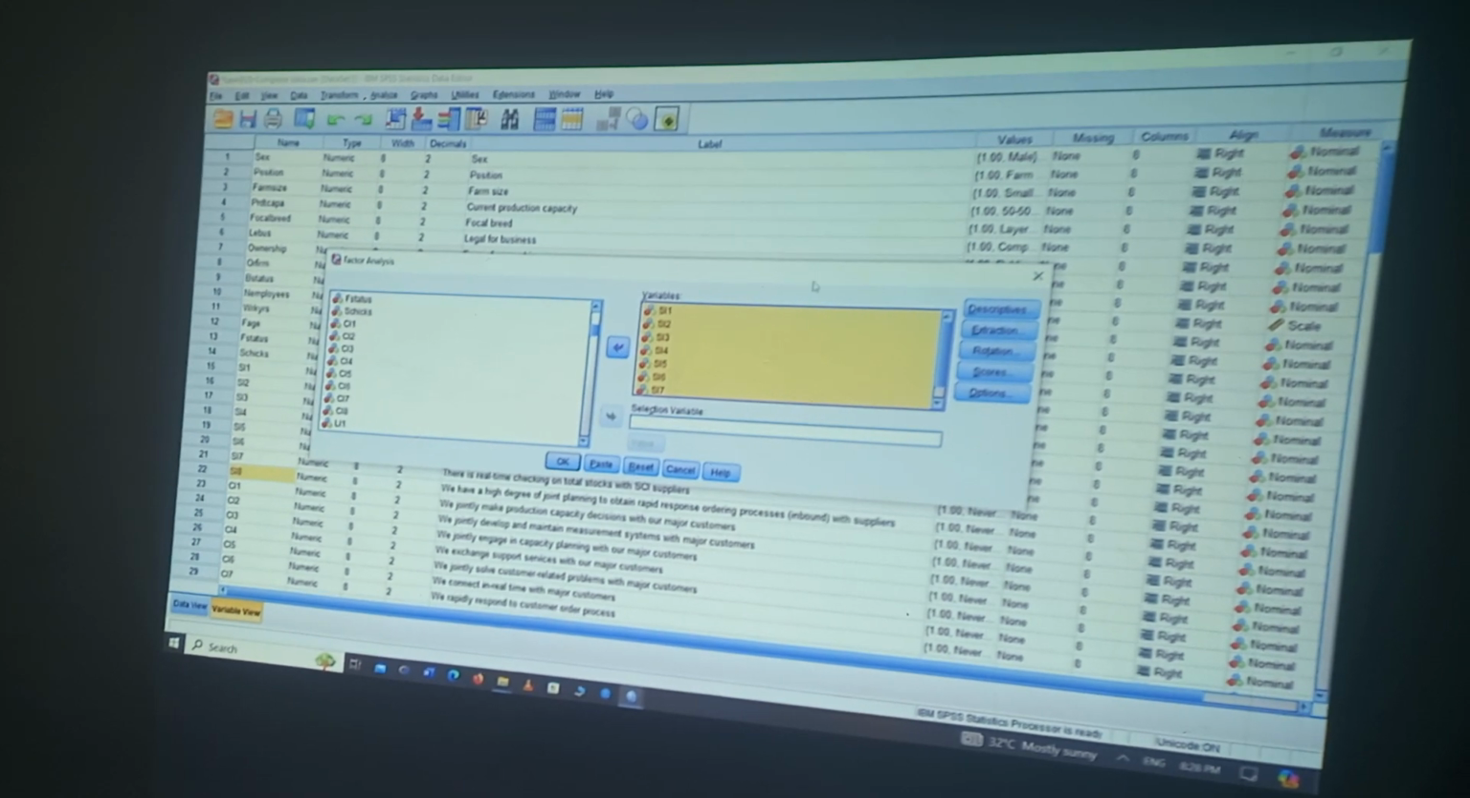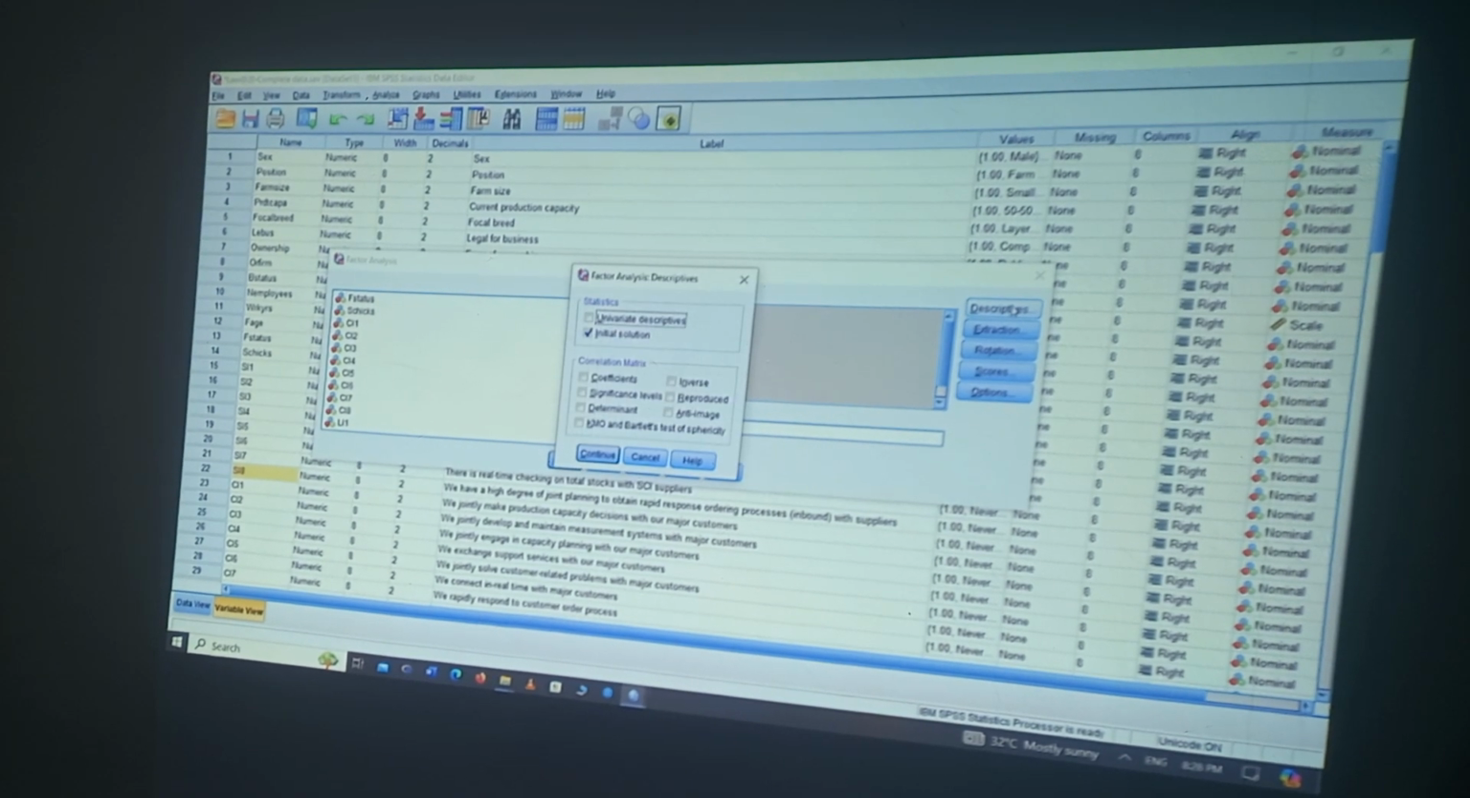Okay. So go to Descriptives and do some selections. You can select KMO. Remember to test our assumptions. So select KMO and Bartlett's test. Select determinant. Select anti-image. Select reproduced. Select inverse. Select coefficients. You can select all the things that are found in the correlation matrix. Just select by clicking them.